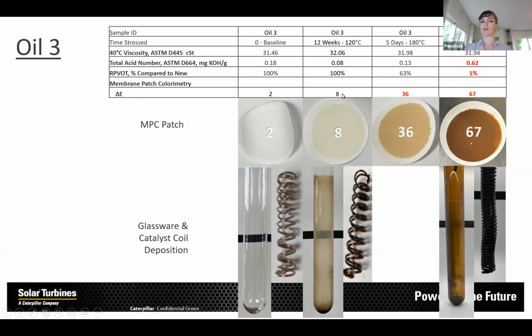We start to see a slight increase in the delta E, so the MPC patch. However, this is another example where the MPC is not really telling us the real story here. Even though seeing an MPC of 8 is very reassuring for a fielded sample, the glassware tells us a different story. This oil, even at this very low MPC number, is showing significant amounts of deposits on the glassware.